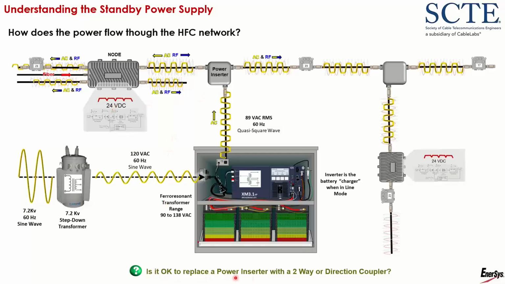I have a question here. Is it okay to replace a power inserter with a two-way splitter or directional coupler? If you're using the normal standard SPI, the answer to that is no. If I put a two-way splitter in here in this case, my RF energy from my cable plant is going to flow back to the SPI onto these little wires that go from the SPI to the power supply into my transformer, none of which are shielded, and I'm going to have a massive ingress and egress issue.